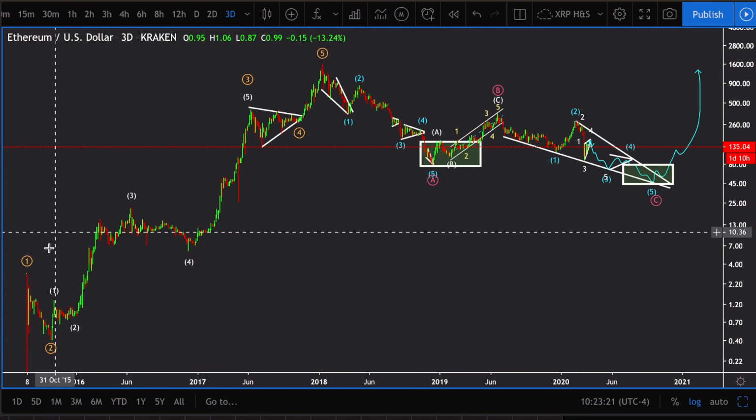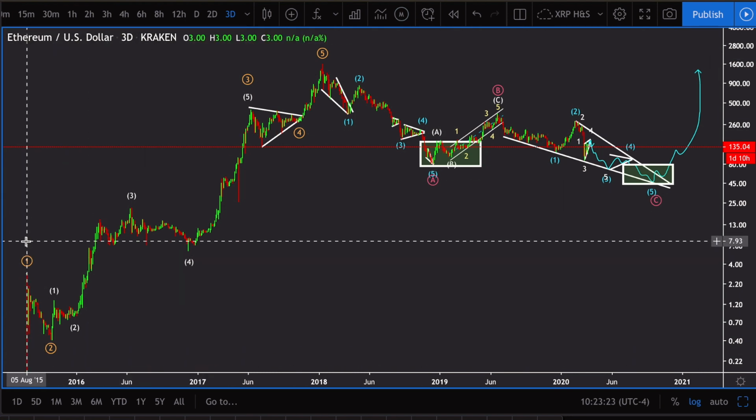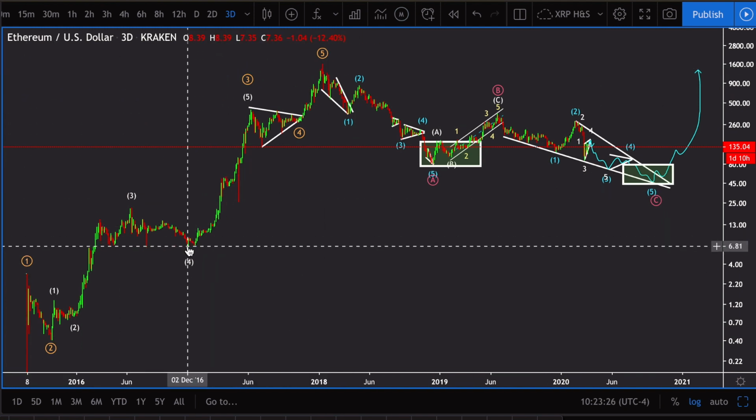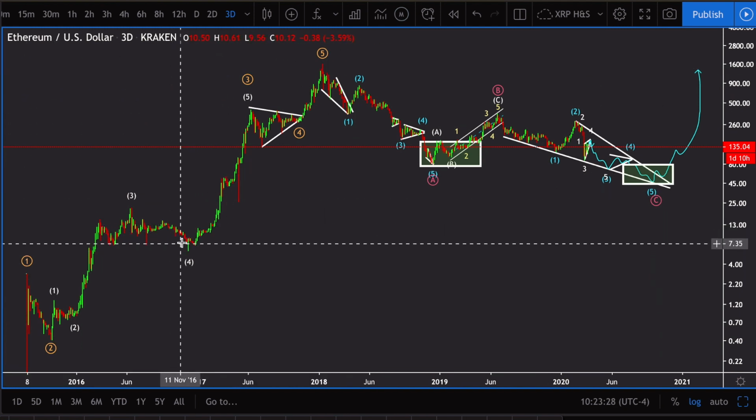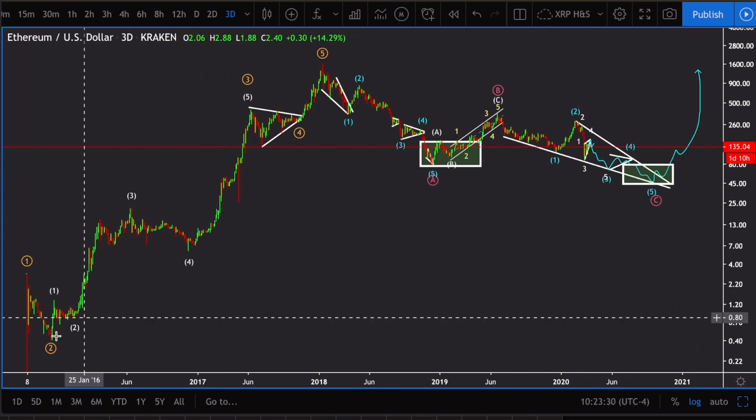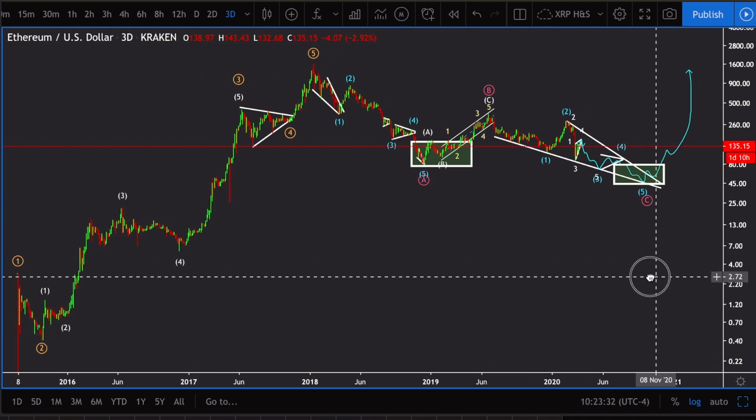We're on Kraken because Kraken shows all the way back to August 2015, while Coinbase and Bitstamp and BitMEX, all those kind of start around here somewhere. So this gives us the best idea.